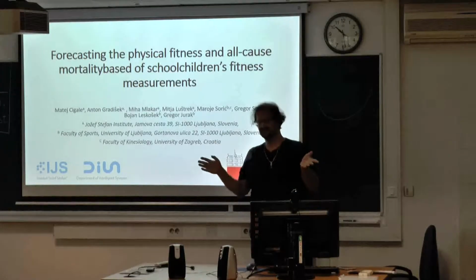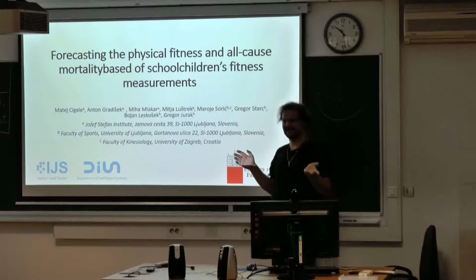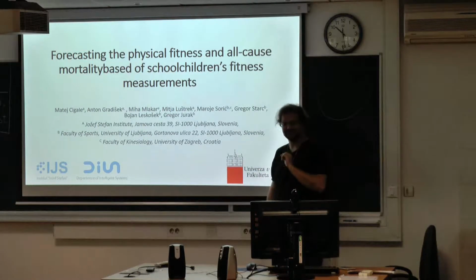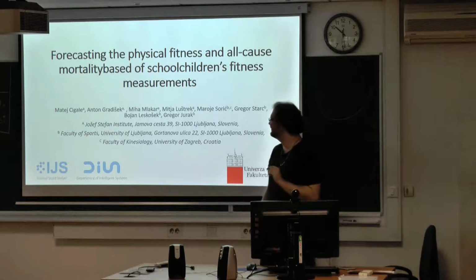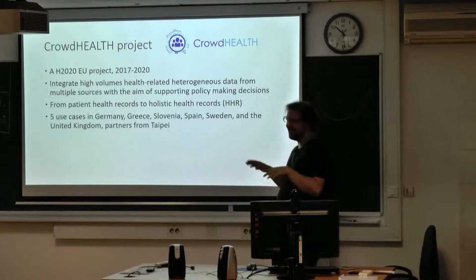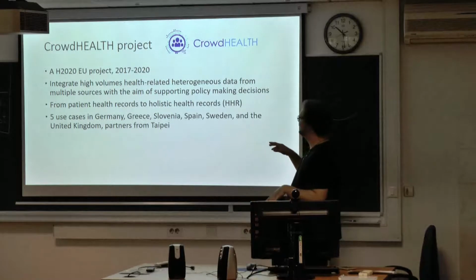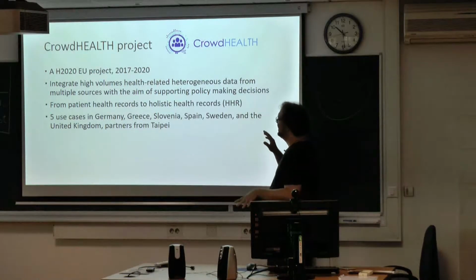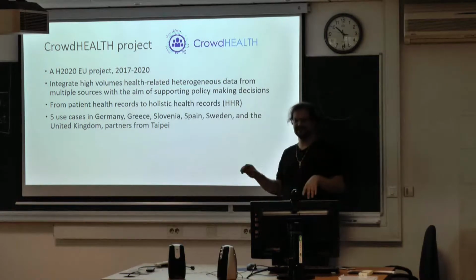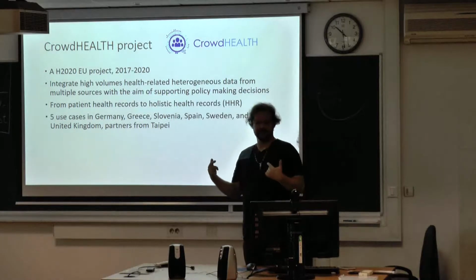So, hi, I'd like to introduce our paper, Forecasting the Physical Fitness and All-Cause Mortality Based on School Children's Fitness Measurements. Wow, that's a handful. So this is part of the CrowdHEALTH project in Horizon 2020 from 2017 to 2020, integrating high volumes of health-related heterogeneous data from multiple sources with the aim of supporting policy making.